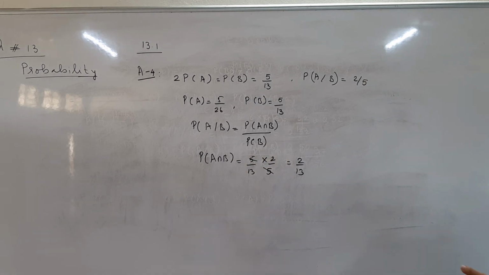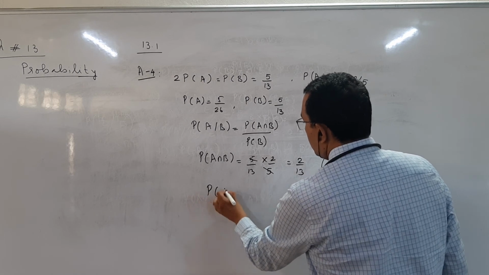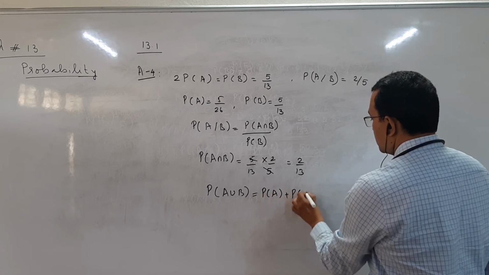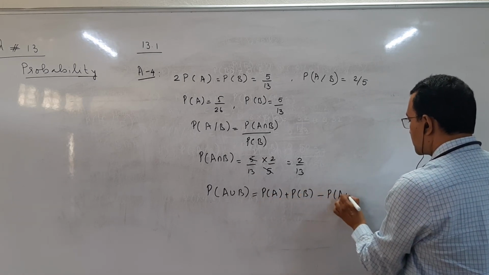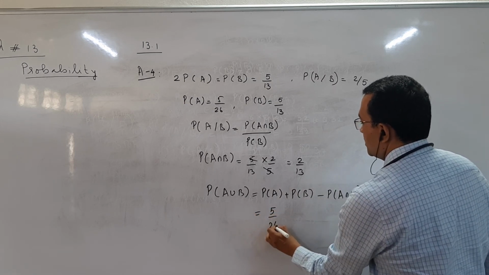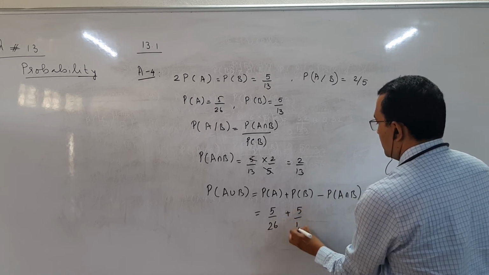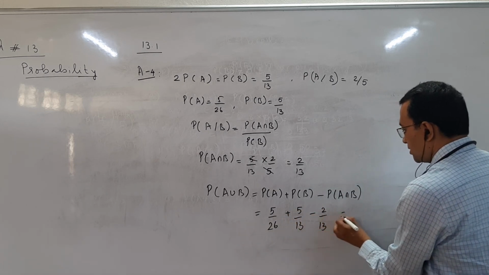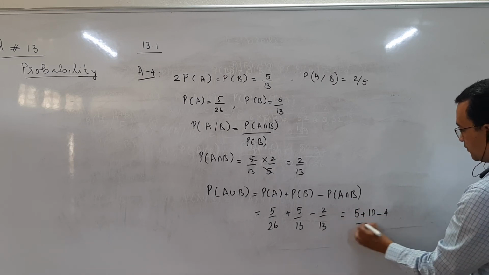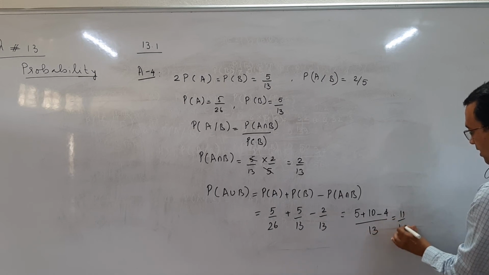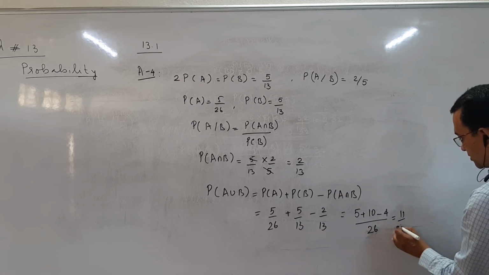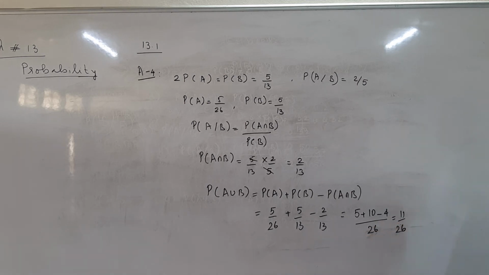Okay. Now P of A union B will be P of A plus P of B minus P of A intersection B. So this will be 5 by 26 plus 5 by 30 minus 2 by 30. Take 26 as LCM. 5 plus 10 minus 4 by 30. So 11 by 26. Sorry. So this will be students 11 by 26.